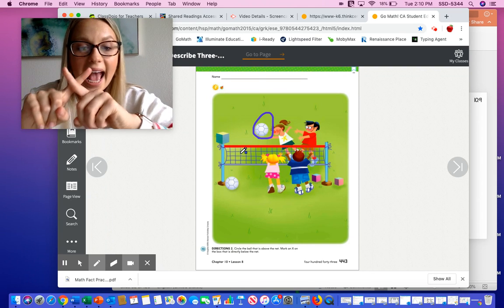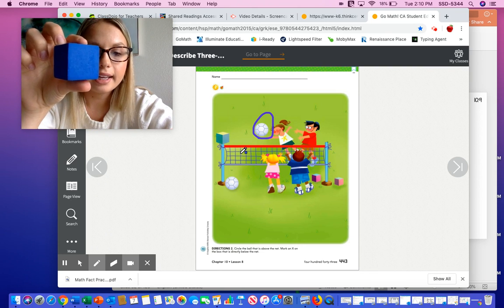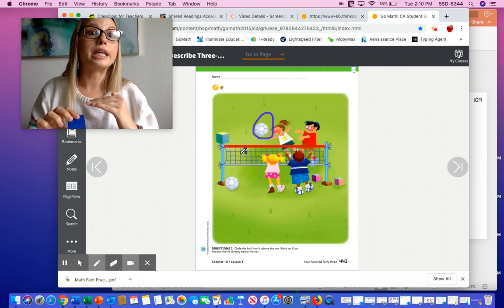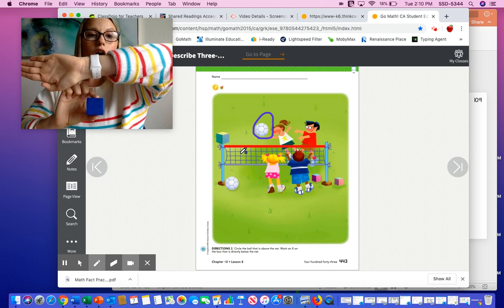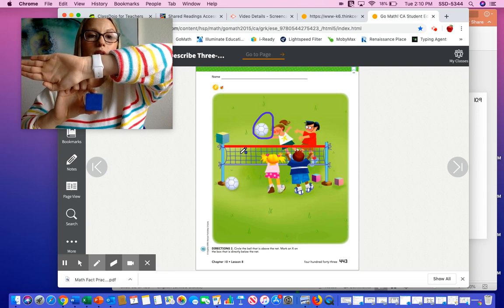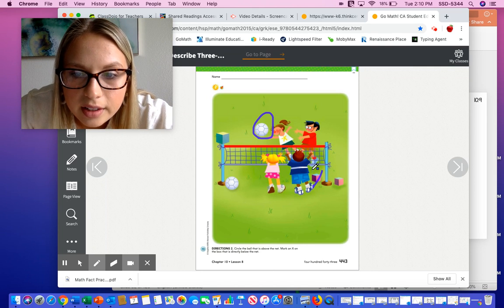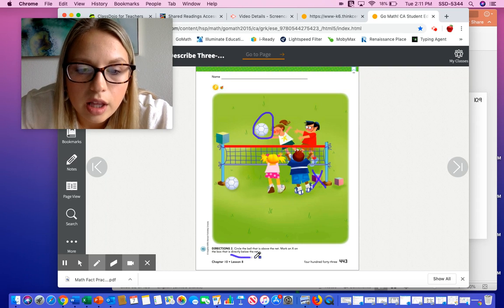Now, mark an X on the box that is directly below the net. That means right underneath the net. So if this is the net here, we're looking for a box that is directly below the net. Let's find a little box under the net. There's one here. Good job. Now, it said directly below the net.